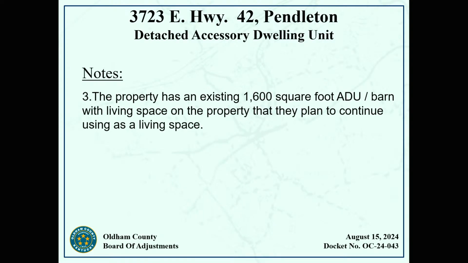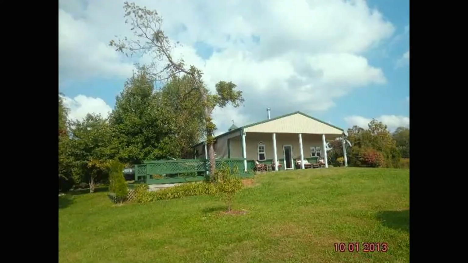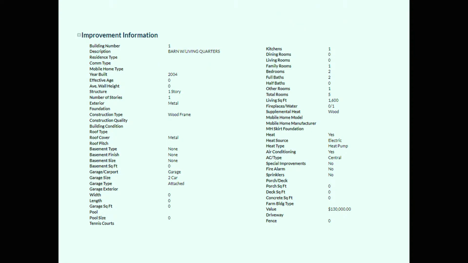The property has that existing 1,600 square foot ADU and barn with living space on that property that they plan to continue to use as living space. And this is a picture from the PVA website taken in 2013. I'm not sure if it still looks like this or not, but this is what's on the PVA website showing what appears to be that barn with living space. And then once again, just the PVA info showing the 1,600 square feet of living space.